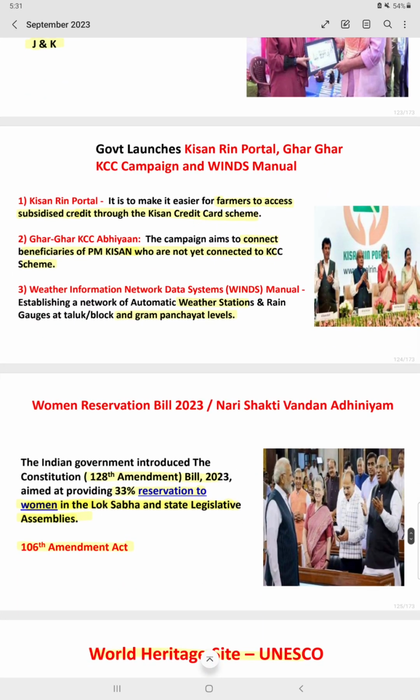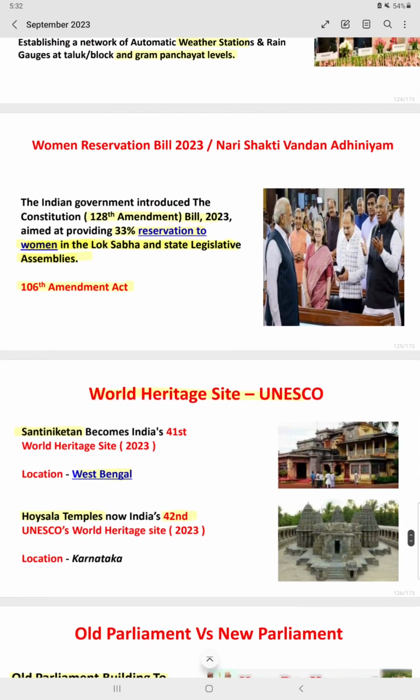Then the government has launched some new e-initiatives. Let us see one by one. Three are there. Kisan Rin portal. Basically, this aims to give farmers access to subsidized credit through Kisan Credit Cards. Then Ghar Ghar KCC Abhiyan, to connect the beneficiaries of PM Kisan who did not get the KCC scheme. And the WINDS scheme. Basically, WINDS stands for Weather Information Network Data System. Mainly a system where the information about the rain and all will be given to the farmers so they can decide which crops to grow and which not to.